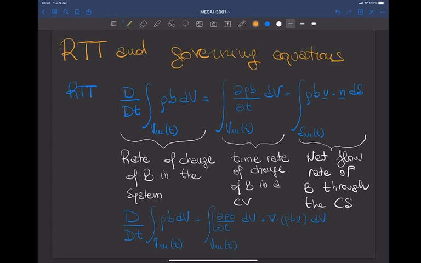We have said that this theorem allows us to relate the rate of change of an extensive property B, so mass, energy, momentum, in a system. You see here the system, it's a material volume of fixed identity. You also see that this is a moving system because we are using the material derivative. And so this rate of change is given by the time rate of change, so the partial derivative of B in a control volume, and the net flow rate of B across the control surface.